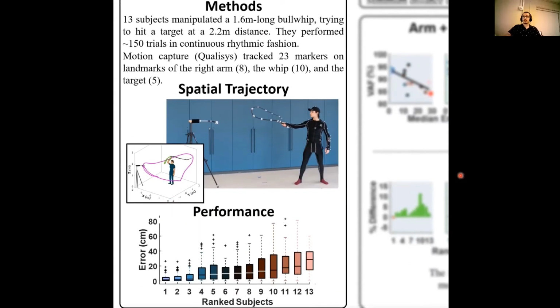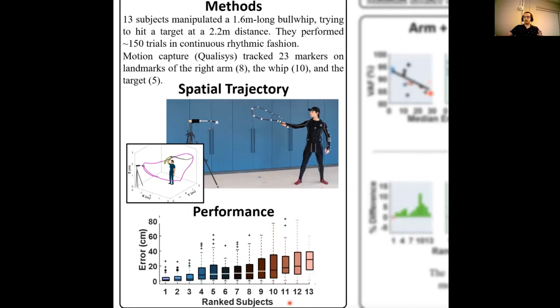We asked 13 participants to manipulate a 1.6 meter long bullwhip to try and hit a target at a 2.2 meter distance. Each participant performed approximately 150 trials of continuously rhythmically manipulating the whip overhead and trying to hit the target. We used motion capture to track 23 markers in each trial, 8 markers on the arm, 10 on the whip, and 5 on the target.